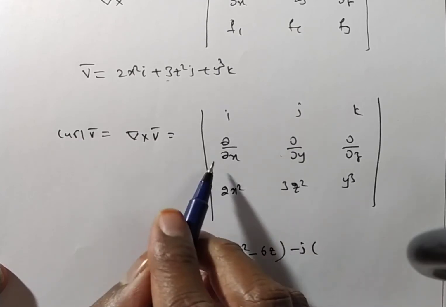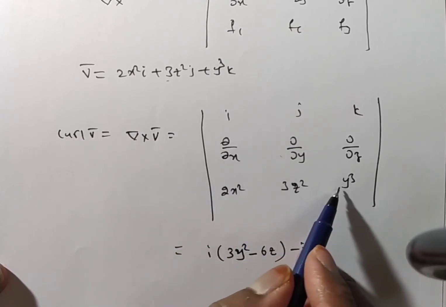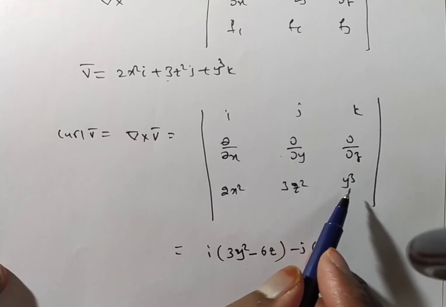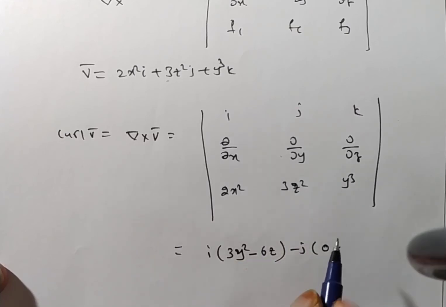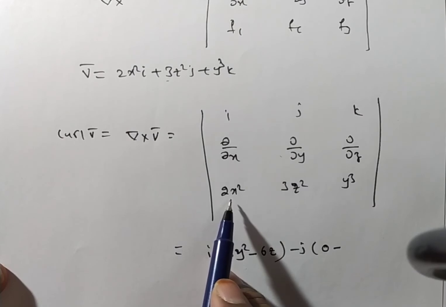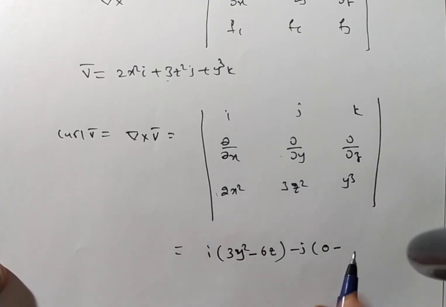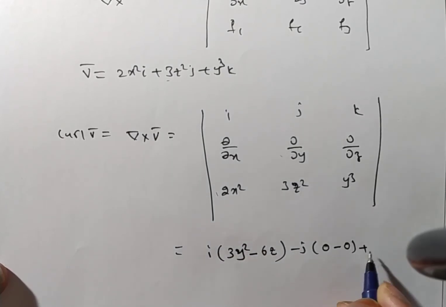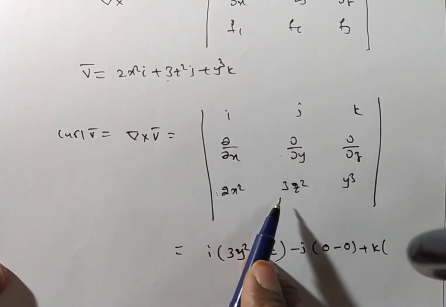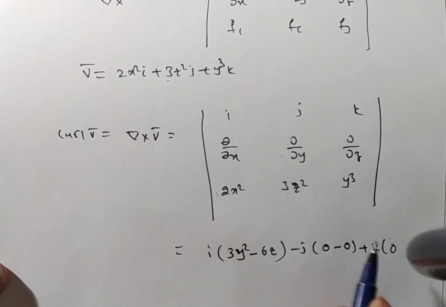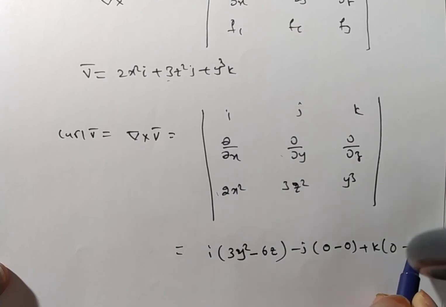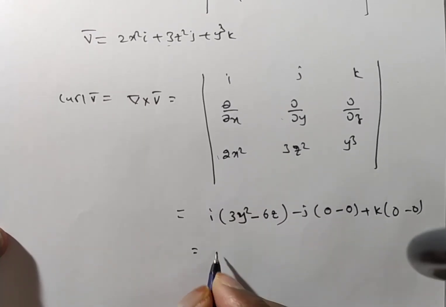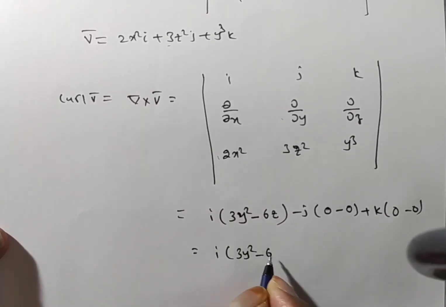Minus j into, with respect to x, is it a function of x? No, it is independent of x, so the derivative is 0. Minus, with respect to z, is there any z term? No, it is independent of z, the derivative is 0. Plus k times, with respect to x, is there any x term? No, so this is 0. Here also with respect to y, 0. So the answer is i times (3y² minus 6z).